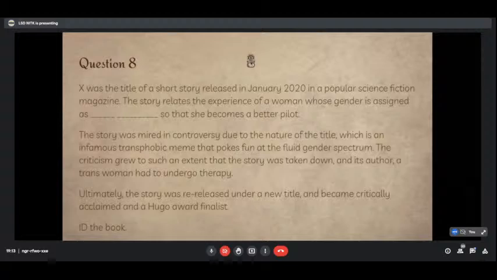A short story that deals with the experience of a woman whose gender is assigned as something, which was a very famous meme that poked at the idea of gender fluidity. We want you to identify the original title of the book. Question 9.